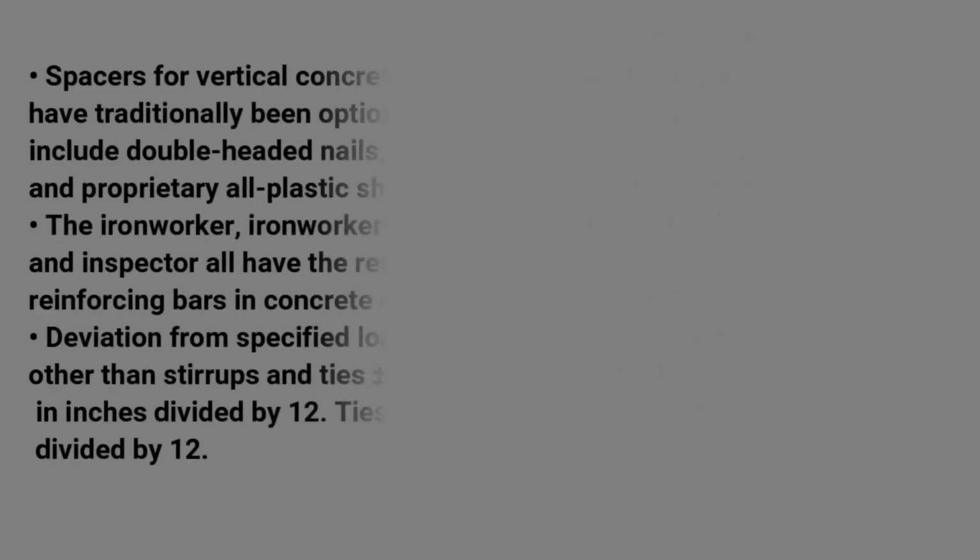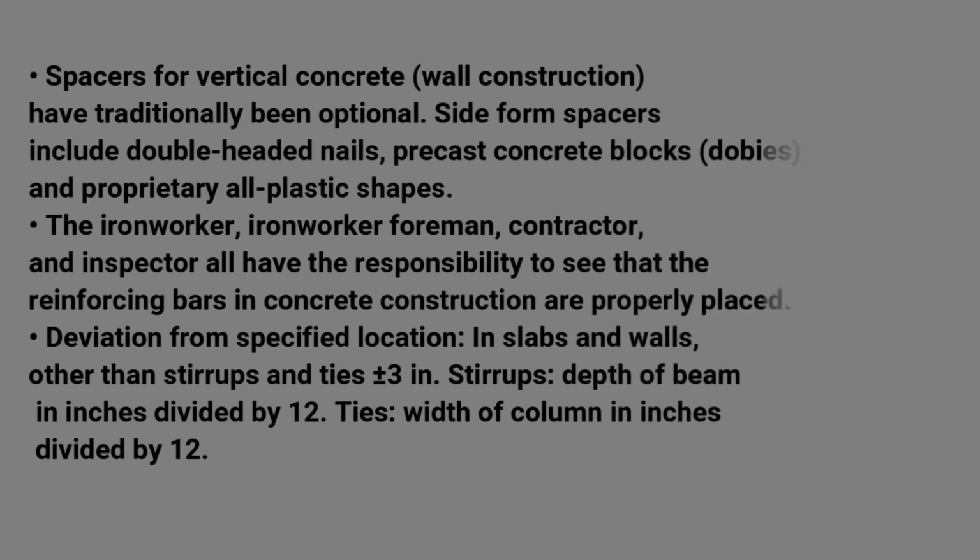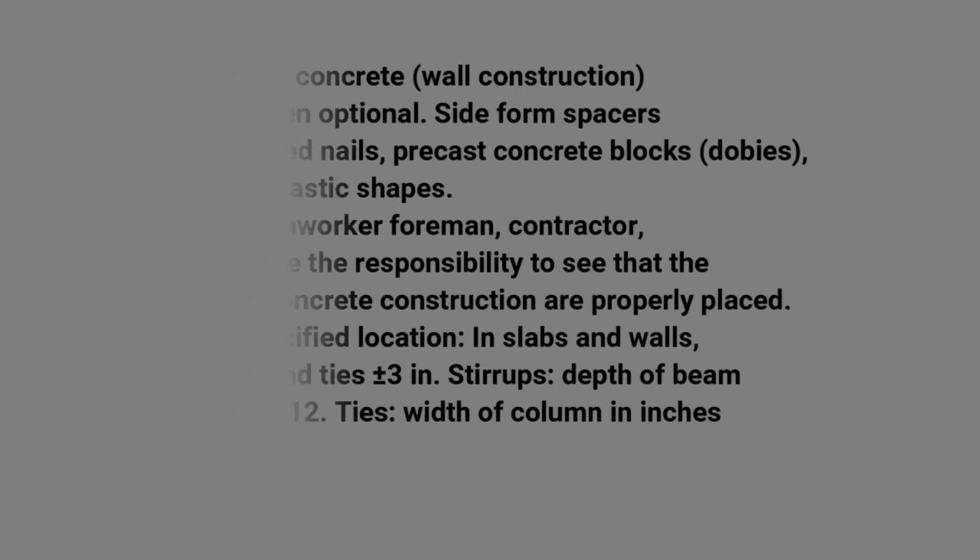Spacers for vertical concrete wall construction have traditionally been optional. Side form spacers include double-headed nails, precast concrete blocks, dobies, and proprietary all-plastic shapes. The ironworker, foreman, contractor, and inspector all have the responsibility to see that the reinforcing bars in concrete construction are properly placed. Deviation from specified location, in slabs and walls, other than stirrups and ties: plus or minus 3 inches. Stirrups: depth of beam in inches divided by 12. Ties: width of column in inches divided by 12.